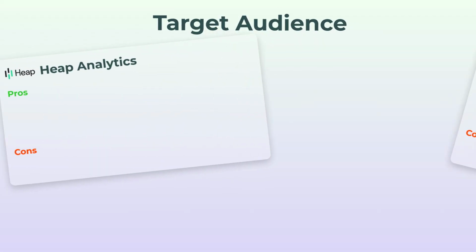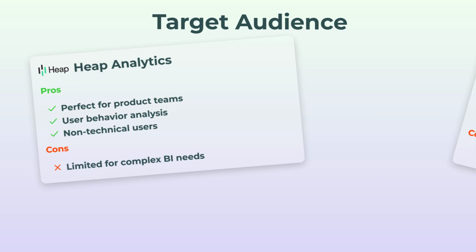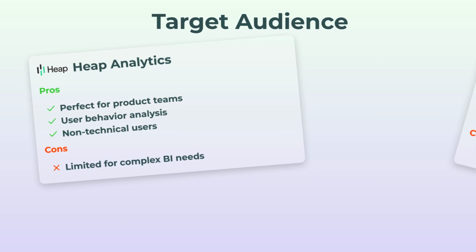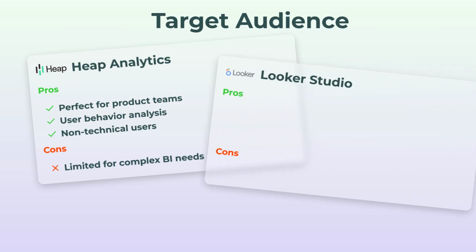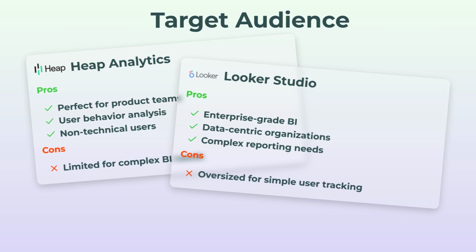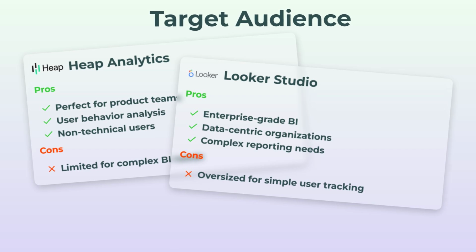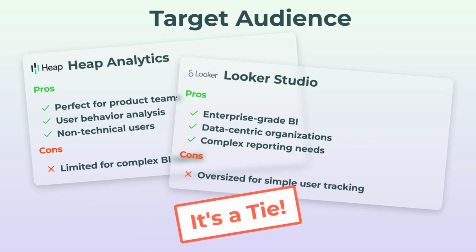And for target audience, this one's fun. Heap is just awesome for product teams and folks who want quick insights into user behavior, especially if they don't have a technical background. If you need really deep business intelligence, yeah, Heap might not cut it. For Looker Studio, it's enterprise-grade BI, perfect for organizations that live and breathe data and need complex reporting. But honestly, it can be overkill if you just want to track basic user activity. So for this category, it's a tie. Both serve their crowd perfectly. Just depends on what you're looking for.